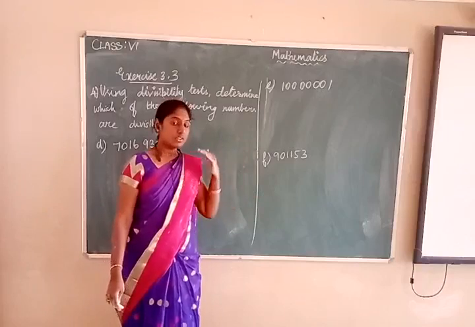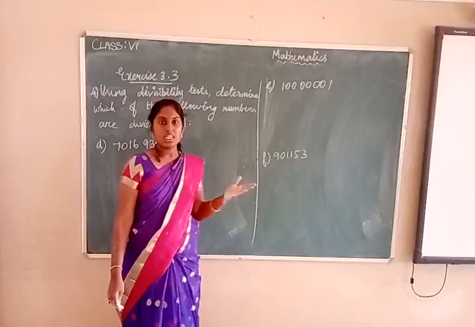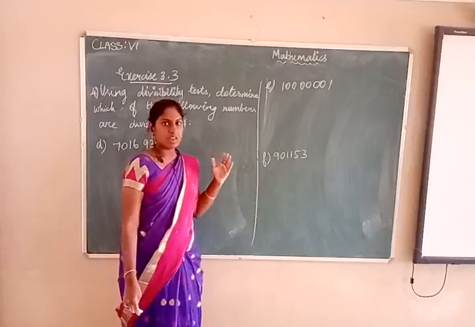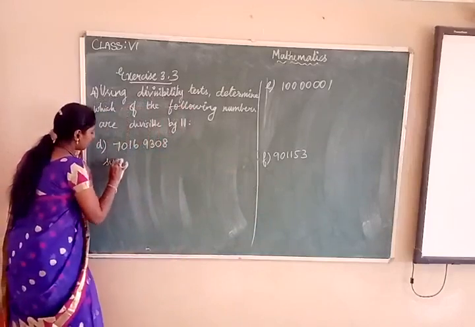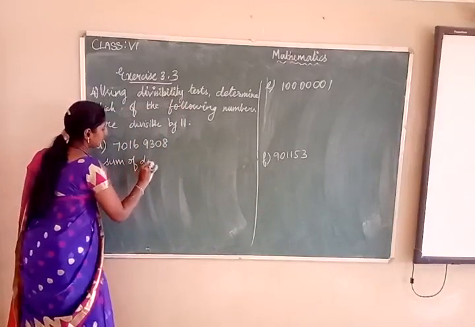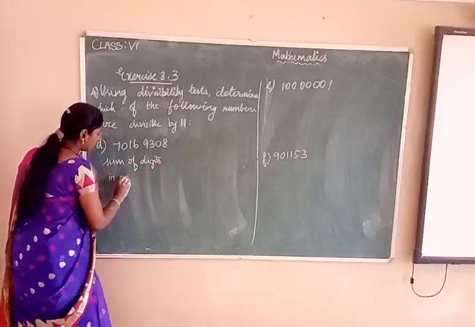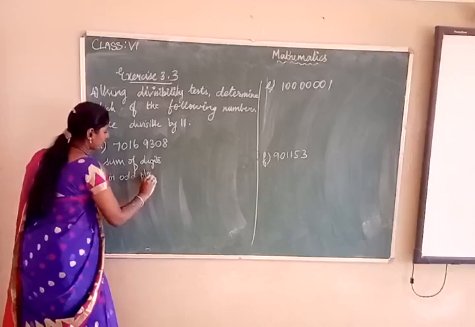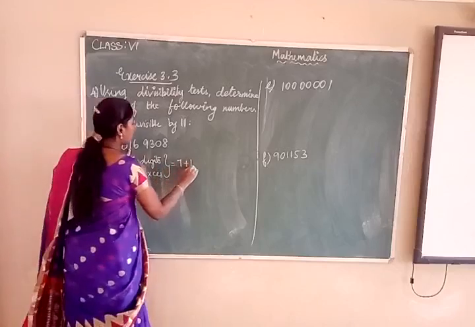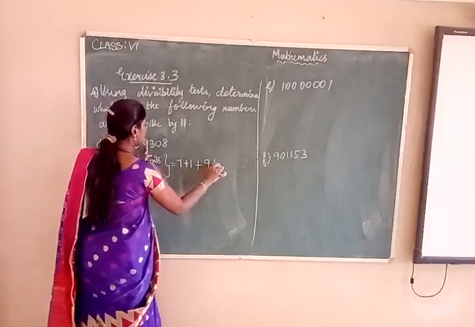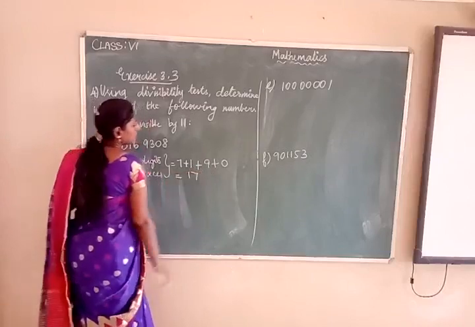If the difference is divisible by 11 or if the difference is 0, then we can surely say that the given number is divisible by 11. Okay? Come on, let us do. Sum of digits in odd places equal to 7 plus 1 plus 9 plus 0. So what is the sum? 8 plus 9 is 17.